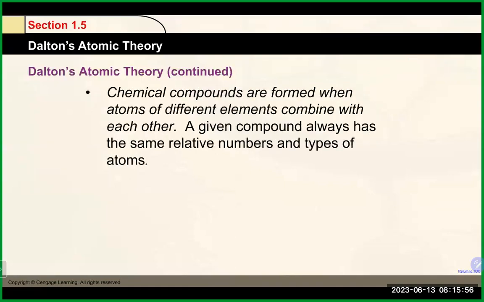He said that chemical compounds are formed when atoms of different elements combine with one another. So that was the definition we talked about the other day as well: a compound is two or more atoms of different elements together. And that differs from the generic definition of a molecule, which simply needs two or more atoms. They could be the same element or different elements. A given compound always has the same relative numbers and types of atoms as well.